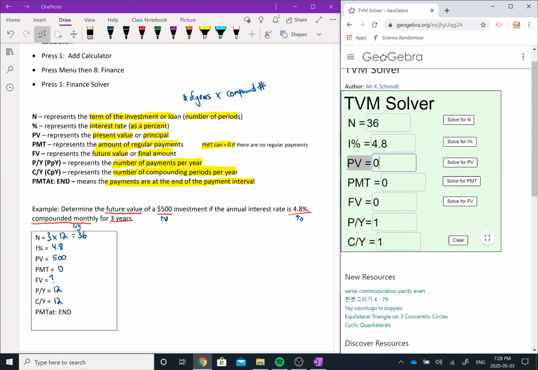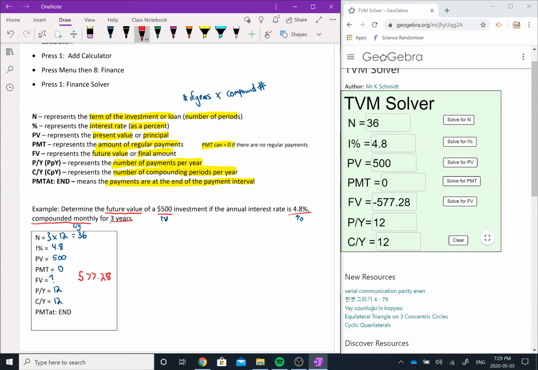Present value is $500. Our PMT is 0 because we aren't making a payment. FV, again, we don't know, so I'm going to leave that at 0. Our PY was 12 because our CY was 12. So now that we've entered in all of our information and we're trying to solve for FV, I'm just going to click solve for FV and I get my answer. So my answer is $577.28. While our TVM solver gives us negative, do not worry about the negative, only worry about the positive or just the number itself.